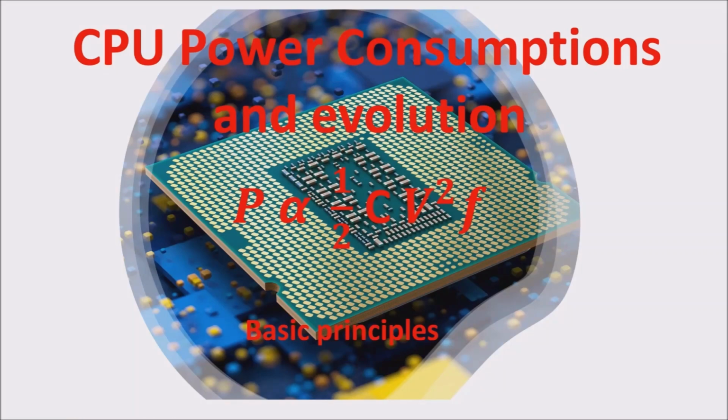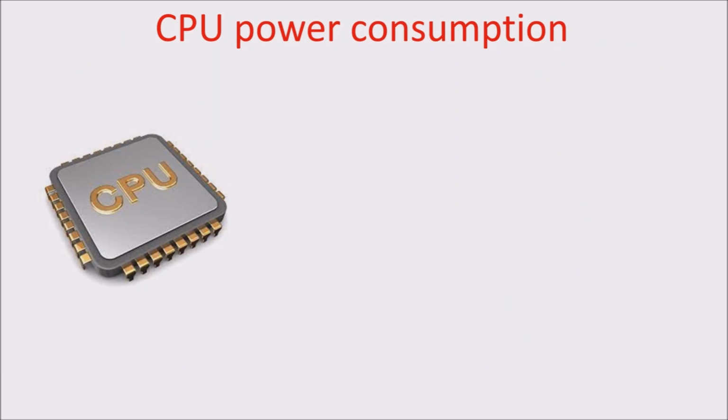In this video, we talk about CPU power consumption and its trend over the years. We make some comments related to the clock rate and performances, but mostly we analyze the power consumption formula and what it tells us.